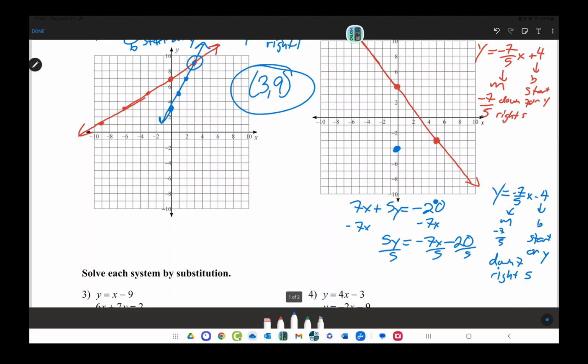If you want to go up 7, back 5, you can do that. 1, 2, 3, 4, 5, 6, 7, back 5, you can do that. But if you notice that your slopes are the same, what kind of lines are you going to have? Parallel lines, which means no solution. They don't intersect.